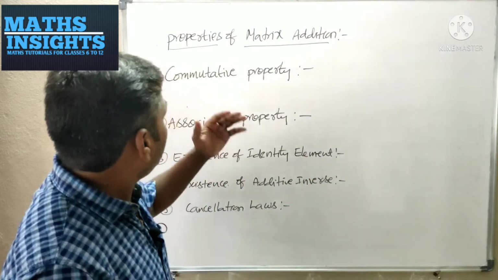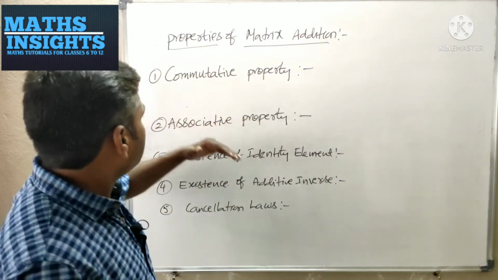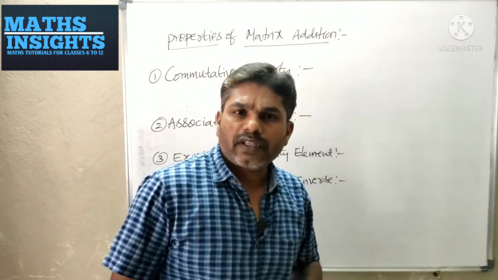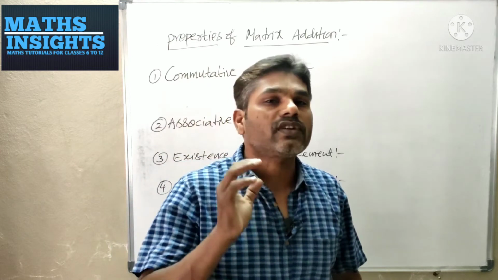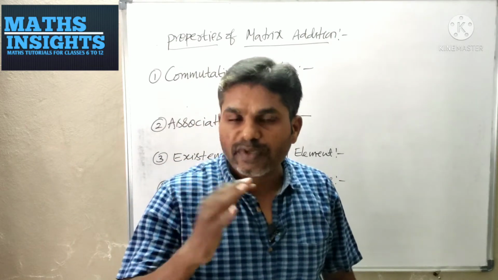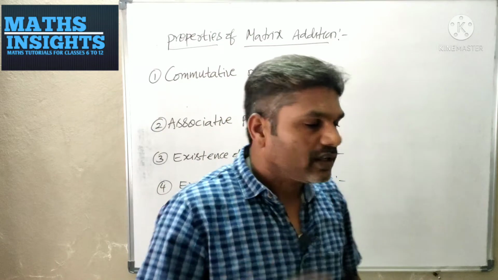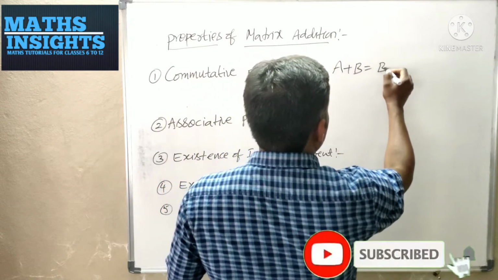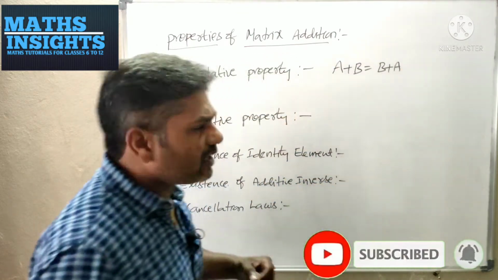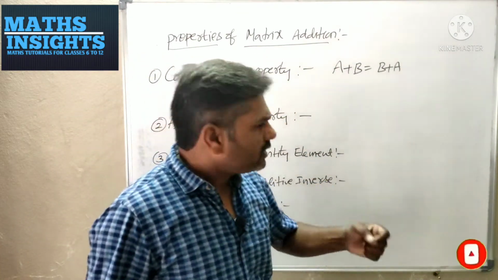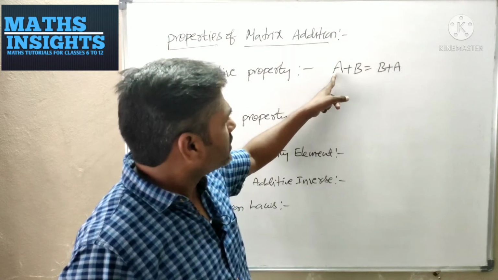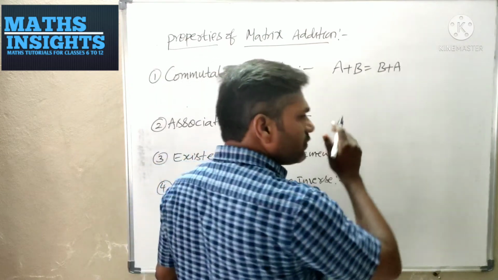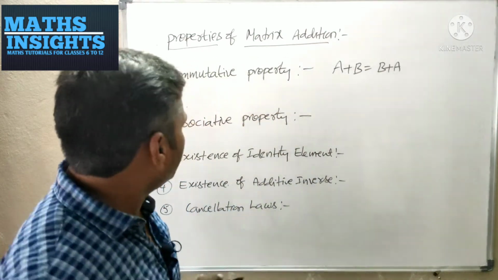These are the properties of addition of matrices. The first one is the commutative property. What is the commutative property? If you take A and B which are conformable for addition, meaning they have the same order, and if A plus B is equal to B plus A, then we say that matrix addition follows the commutative property. Yes, it is true. Therefore, A plus B is equal to B plus A, if A and B are conformable for addition.